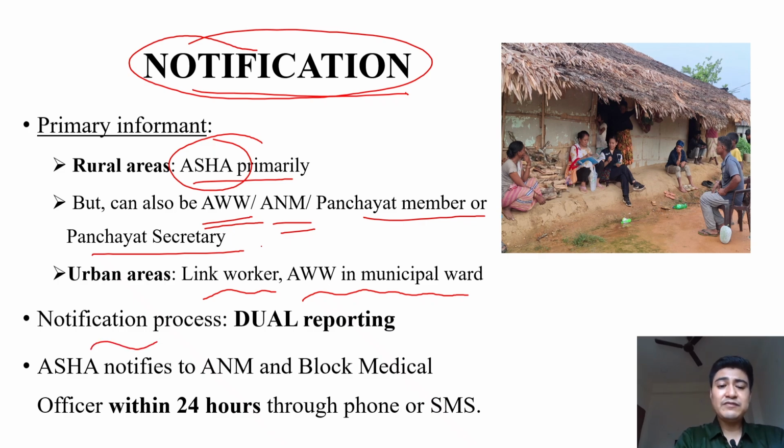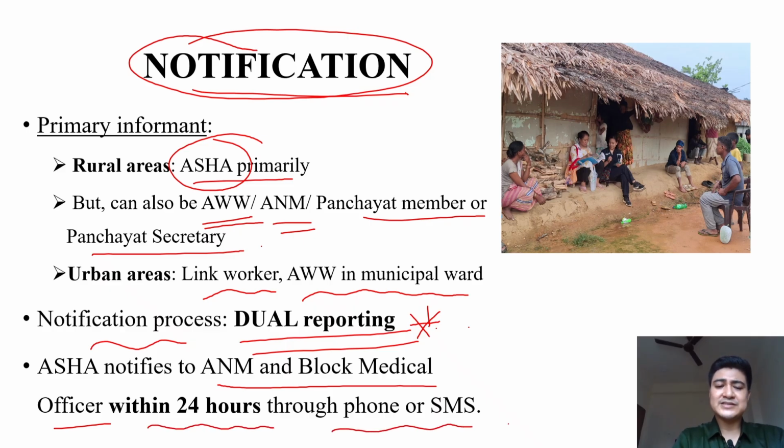Secondly, the notification process is dual reporting. In case of maternal death review, ASHAs, ANMs, or Anganwadi workers directly report it to the block medical officer. But here, in case of child death review, it is dual reporting. What is meant by dual reporting is that the ASHA, who is the primary respondent and the informant of the child death, notifies the case of child death both to the ANM and the block medical officer within 24 hours through phone or SMS.